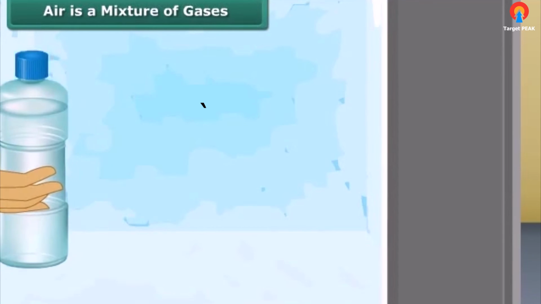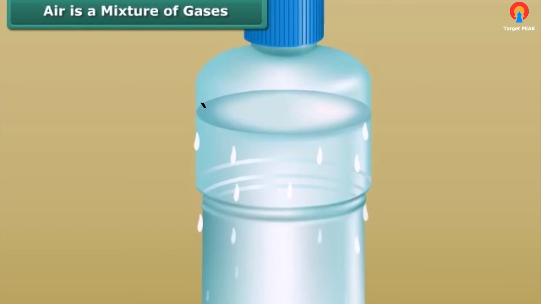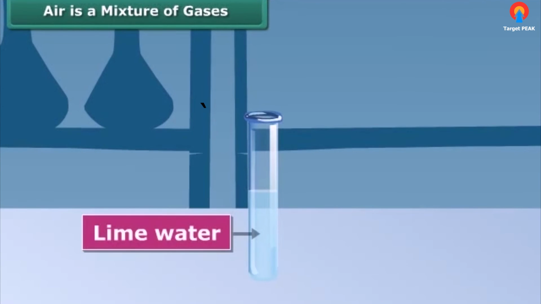When you take out a water bottle from the freezer, some water droplets appear on the outer surface of the bottle. Where do the water droplets come from? Is water leaking through the bottle? No, it's not the case. Water vapor present in the air turns back into liquid when it touches the cold outer surface of the bottle. This proves air contains water vapor.